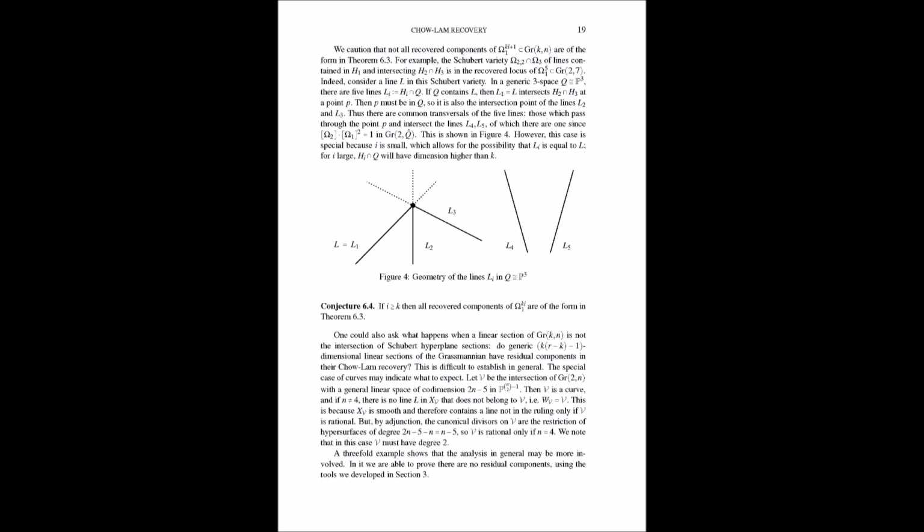Exactly. There are cases where you get additional components that aren't predicted by the theorem, like a particular Schubert variety in Gr(2,7). This one appears in the recovered locus, but it's not covered by Theorem 6.3. So there are subtleties and special cases we need to be aware of. And based on these observations, they propose Conjecture 6.4, which says that if r is greater than or equal to a certain bound, then all the recovered components will have the form described in Theorem 6.3. It's an interesting conjecture, and if it's true, it would make our understanding of these recovered components much simpler.